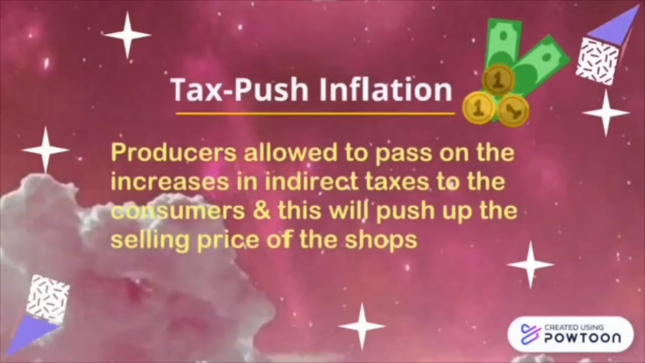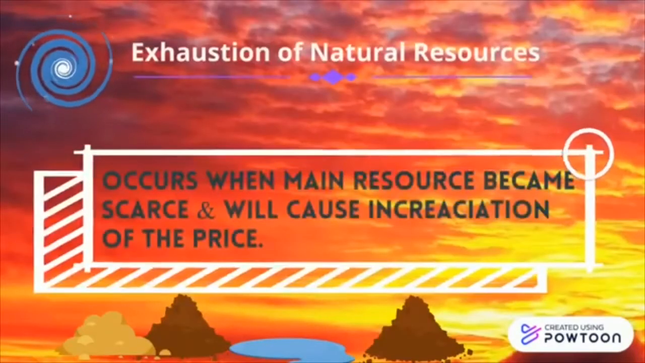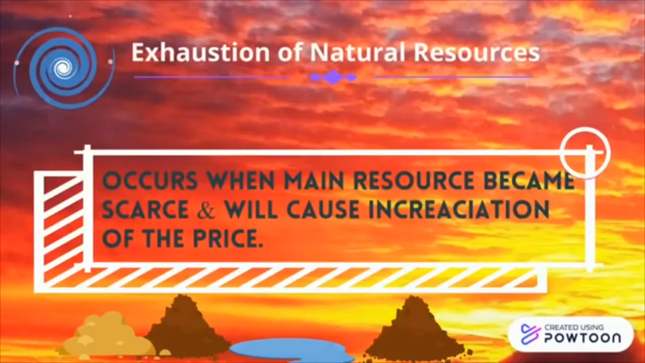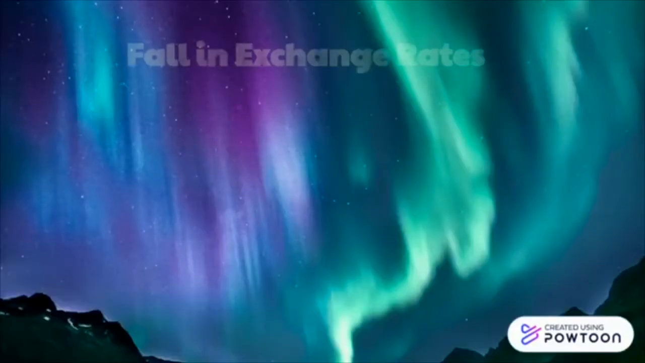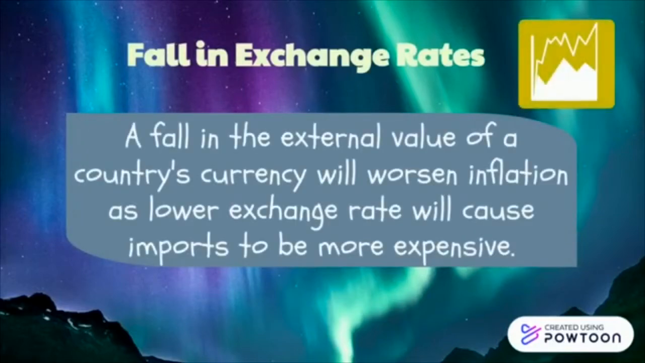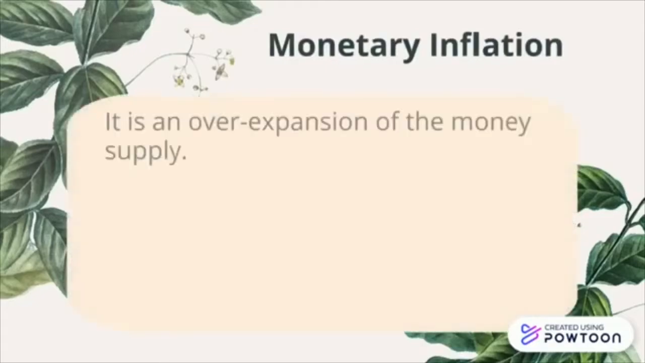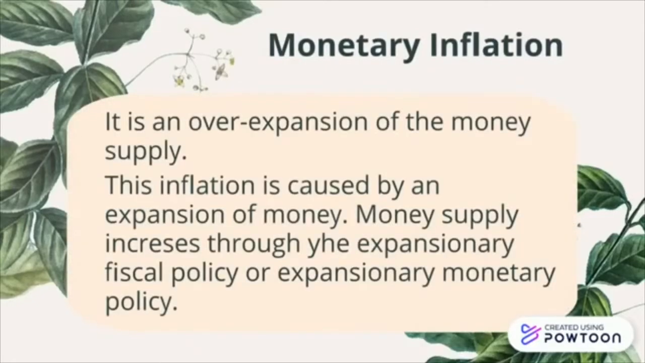Tax push inflation: producers are allowed to pass on the increase in the indirect taxes to the consumer. Exhaustion of natural resources occurs when the main resource becomes scarce and will cause an increase in the price. Fall in the exchange rate: a fall in the external value of the country's currency will worsen inflation as a lower exchange rate will cause imports to be more expensive. The last type of inflation is monetary inflation. It is an over-expansion of the money supply.